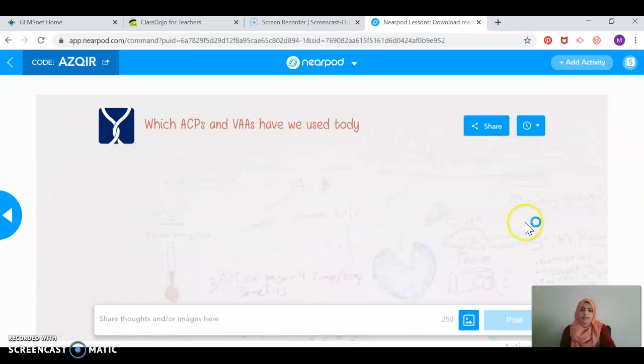So that's the lesson for today. If you are doing it on Nearpod, you're not writing anything in the copybook. The link and the code are shared with you on the PowerPoint as well.